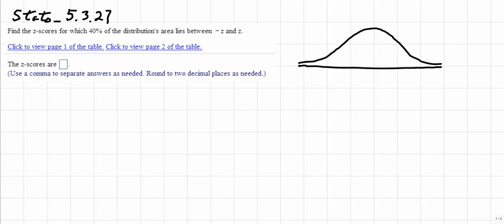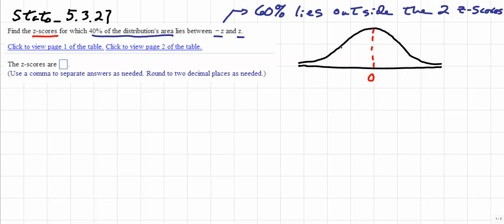So here's my normal distribution. Then we also note that we're going to have a center line here where z is equal to 0. And we come back over here and we want to find the z-scores for which 40% of the distribution's area lies between negative z and z. So if 40% of the area lies between the two z-scores, that means that 60% lies outside of the two z-scores. And we're going to indicate that by writing two blue lines here.